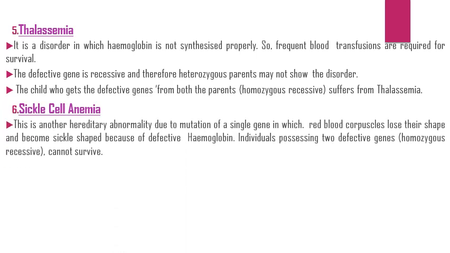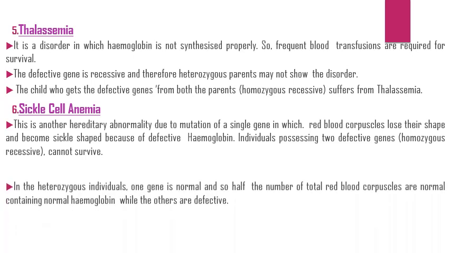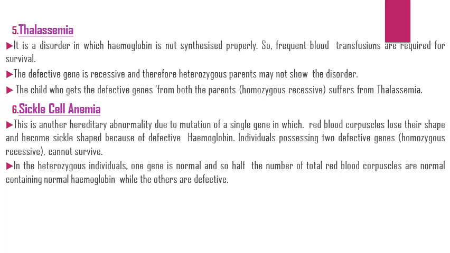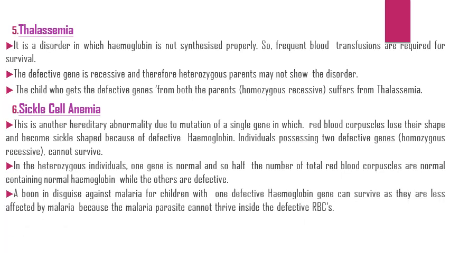Sickle cell. This is another hereditary abnormality due to mutation of a single gene, in which RBCs lose their shape and become sickle-shaped because of defective hemoglobin. Individuals possessing two defective genes cannot survive. In the heterozygous individual, one gene is normal, and so half the total RBCs are normal, containing normal hemoglobin, while the others are defective. A boon in this is protection against malaria: children with one defective hemoglobin gene can survive as they are less affected by malaria, because the malaria parasite cannot thrive inside the defective RBCs.